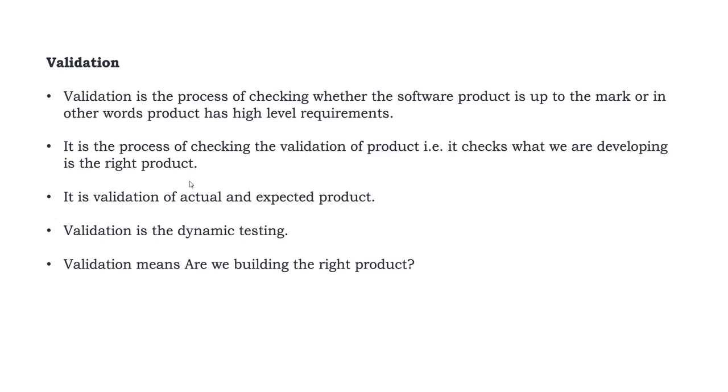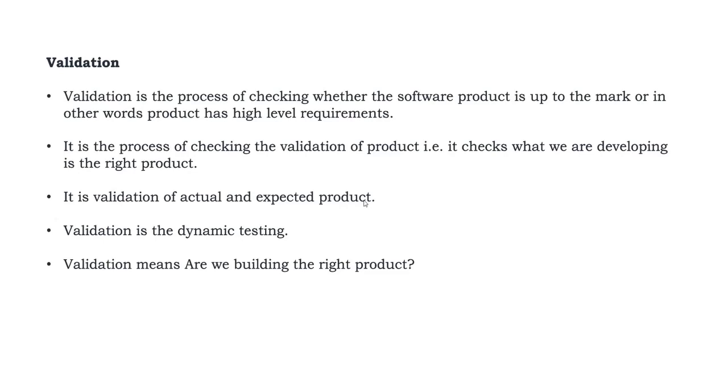So there is quite a difference. It is validation of the actual and expected product. Whatever actual product, the application that we have once the developer has developed it, that is where we perform this actual and expected validation. Validation is dynamic testing. In this process, we enter the values and check whether, if I perform this action, the result I'm getting is proper or not. So it is dynamic testing.